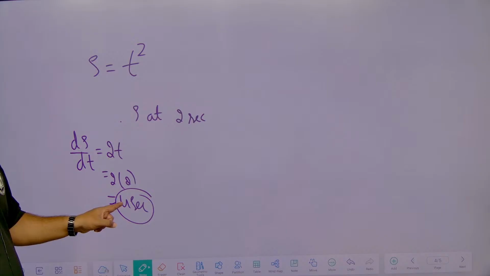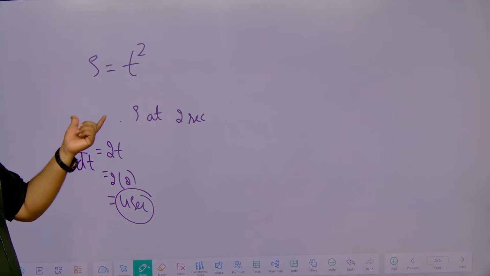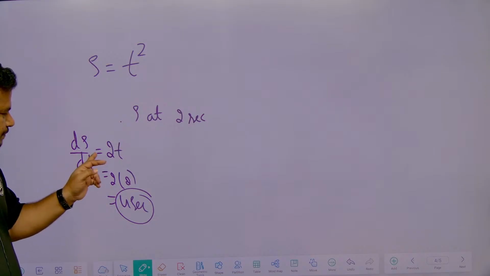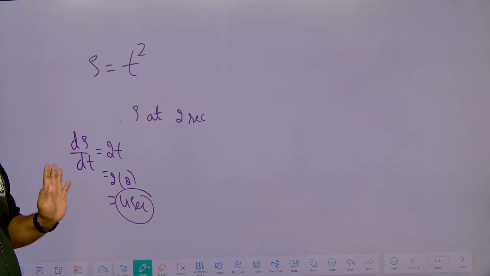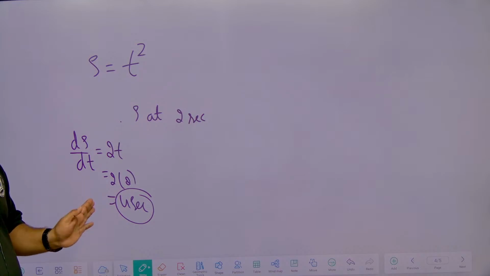Understood? Your name is Deekshita, right? Understood? So at 2 seconds, if I want the speed, I will differentiate it, put t is equal to 2, and I will get 4. This is the application of differentiation.